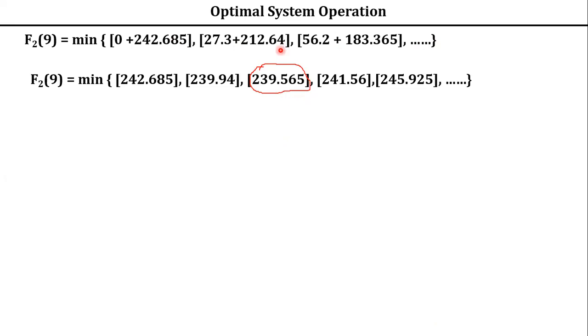First, you have to write the combinations and determine the combination values. Among these combination values, take the one which has the minimum, because that is the aim of this dynamic programming: minimum value of y. So F2 of 9 is equal to what you have written. This is the minimum value.